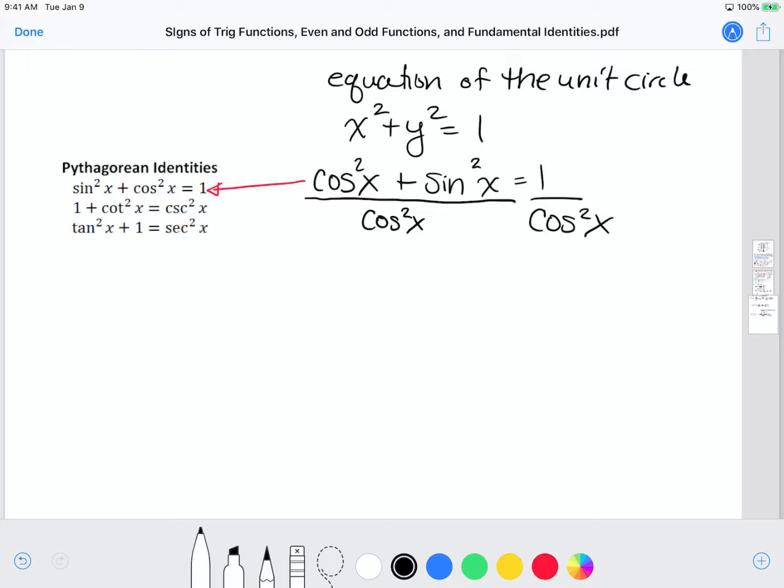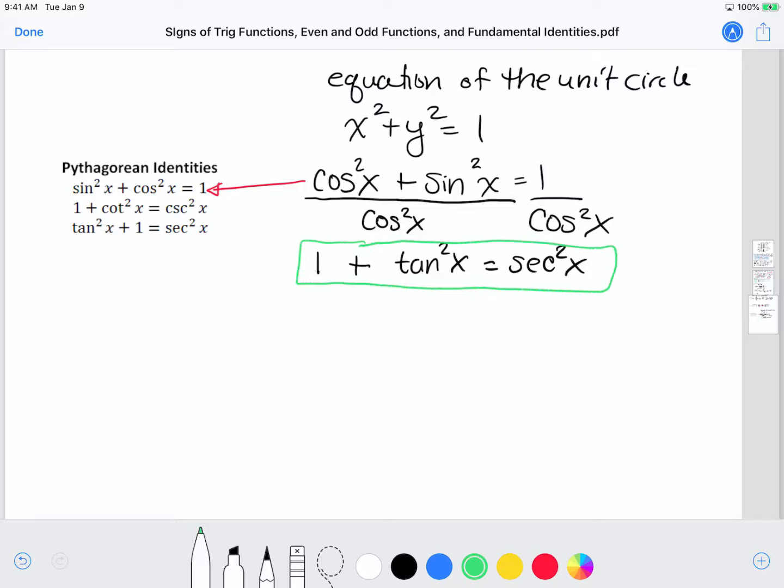Now when I do that, I get cosine squared x divided by cosine squared x, which is 1. Then when I have sine squared x over cosine squared x, that's going to give me tangent squared x, because I know sine over cosine is tangent. So when I square that, I get tangent squared. And 1 over cosine squared is going to be secant squared, because 1 over cosine is equivalent to secant because they're reciprocals. So if I square that, that's going to give me secant squared.